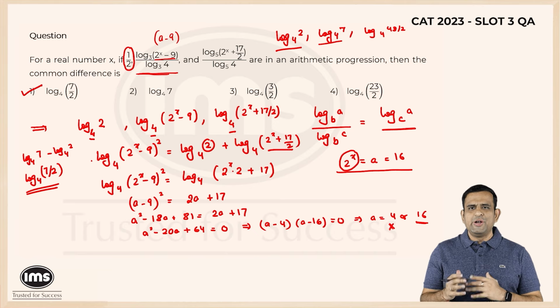So one can see one needs to apply so much: a quadratic, AP property, then one needs to apply different properties of logarithm to solve this particular question, and eventually it's not a very straightforward one. One can put this under a B category.